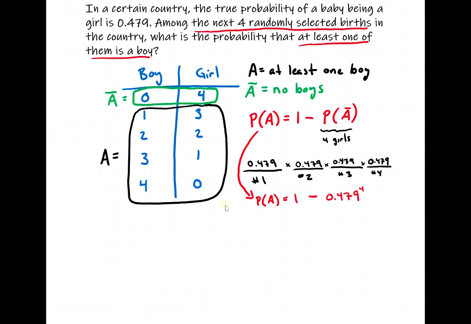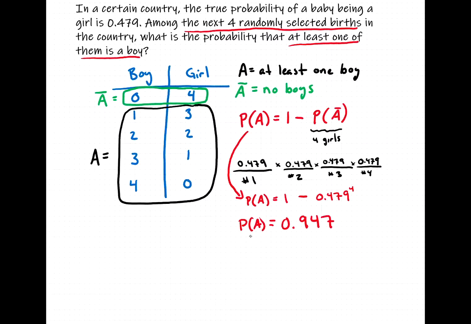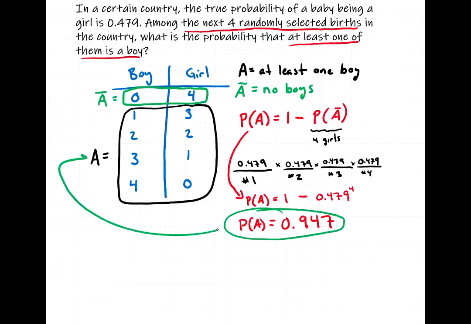0.947. So the probability of A equals 0.947. That would be the probability that, for the next 4 randomly selected births, at least one of them is a boy. And that's the combination of those 4 cases.